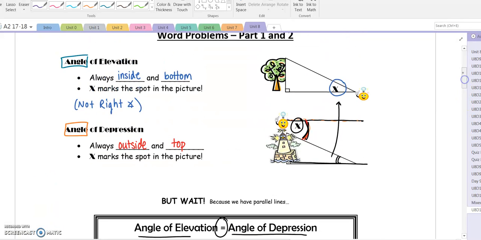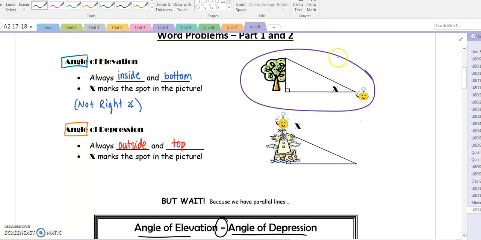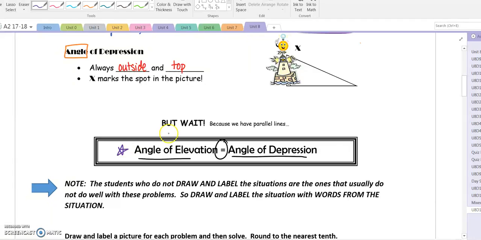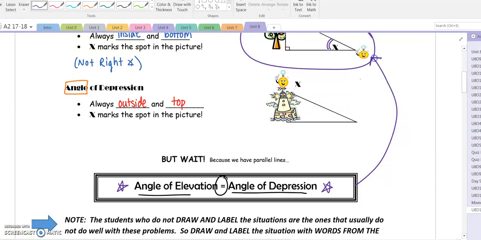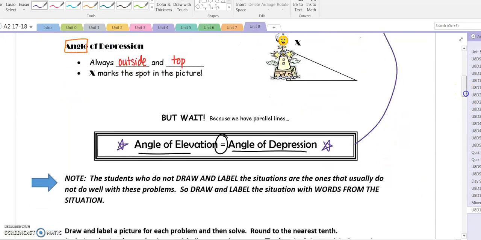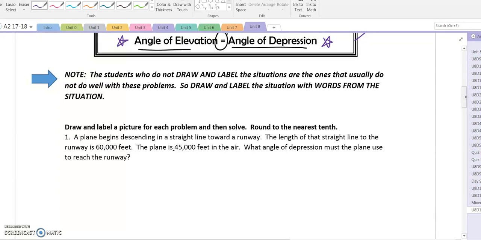So let's take a look back at these pictures again. If you know that they're the same angle, which of these two labels do you think is going to help us the most when it comes to solving for a piece of the triangle? Hopefully you said the one inside your triangle. We always want to try and label it inside, because that way we can actually use it. When it's outside, we can't. So since we know that they are equal to each other, we're going to always label this angle in that bottom inside corner.